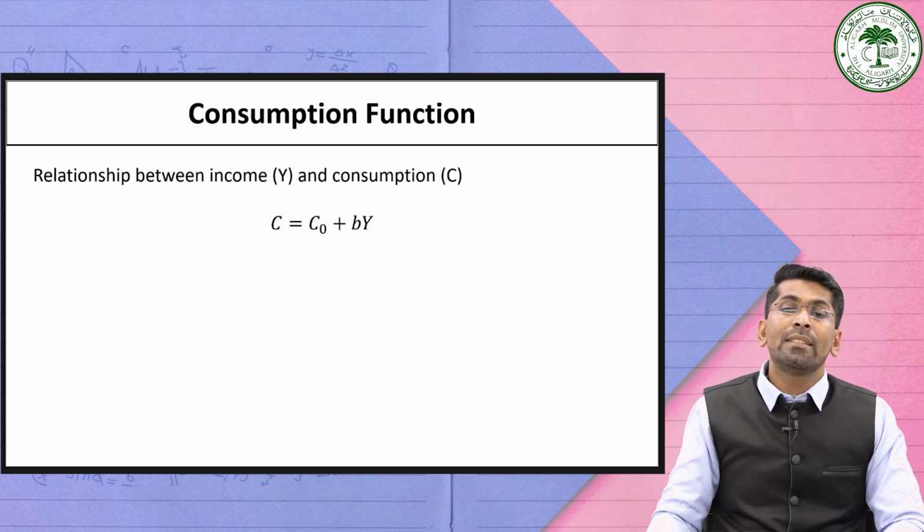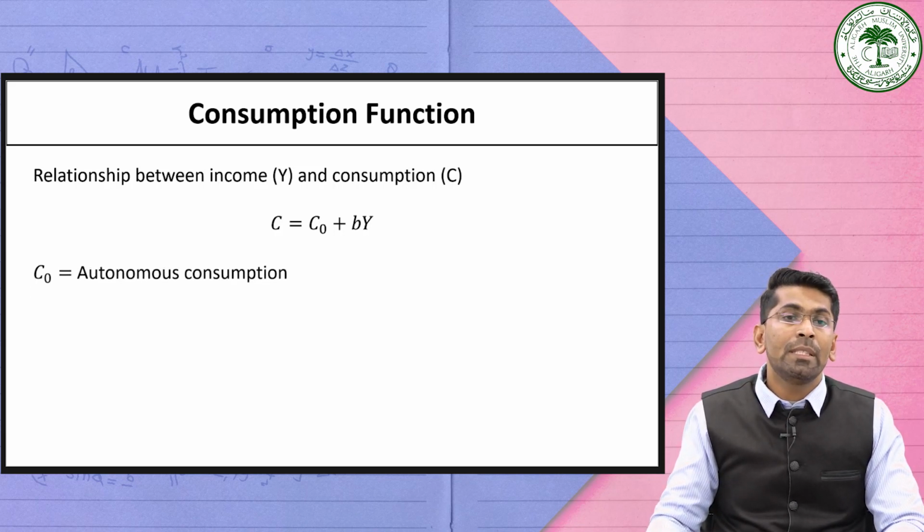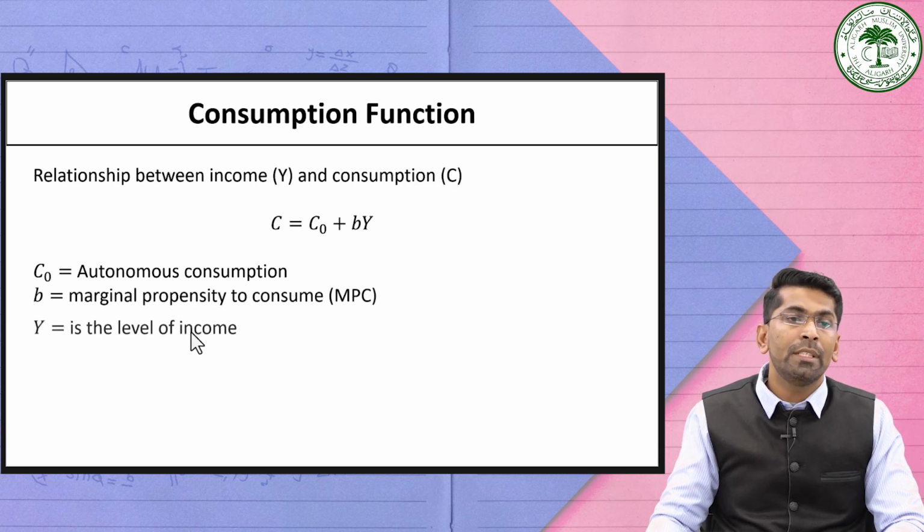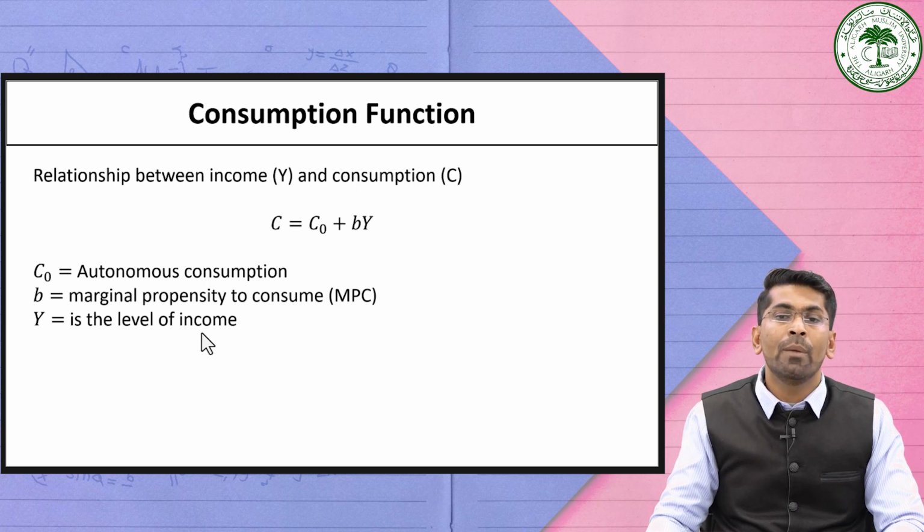So of course we can see a particular consumption function which is given as C equals C0 plus BY, where C0 is autonomous consumption, B is the marginal propensity to consume, and Y is the level of income. Now let us consider a particular consumption function which is equal to 50 plus 0.8Y. It implies an autonomous consumption of 50, that means even if your level of income is 0, your consumption will be 50 units. And 0.8 is nothing but the marginal propensity to consume, and Y is the level of income.